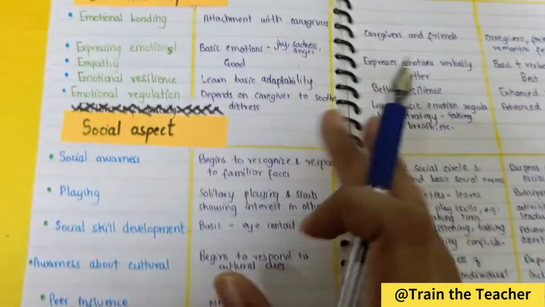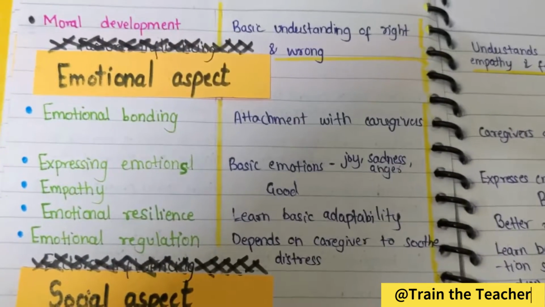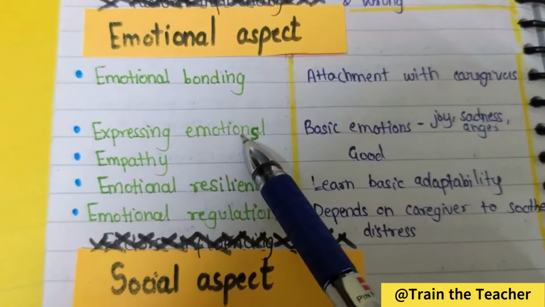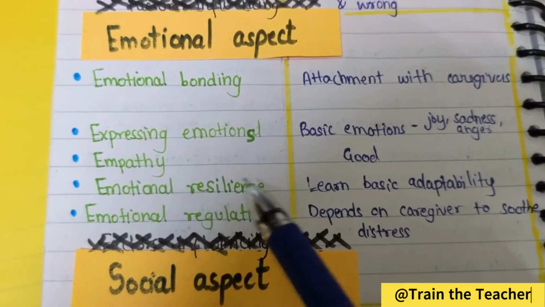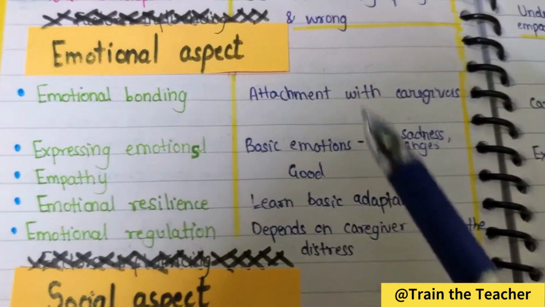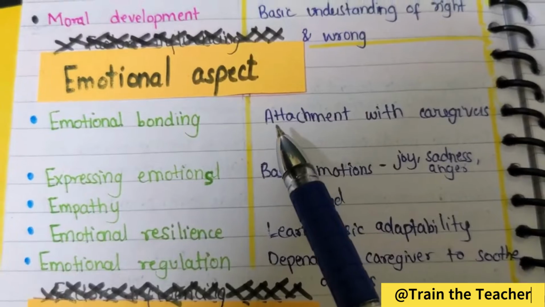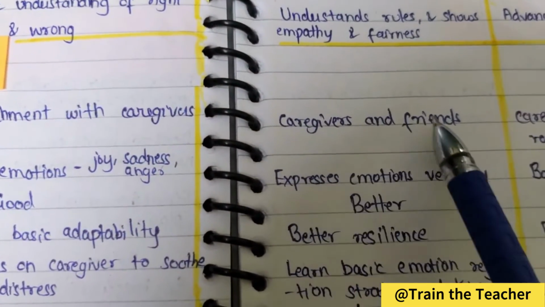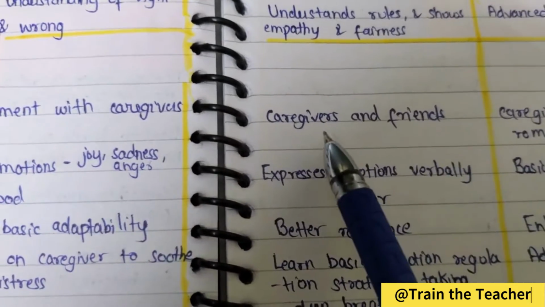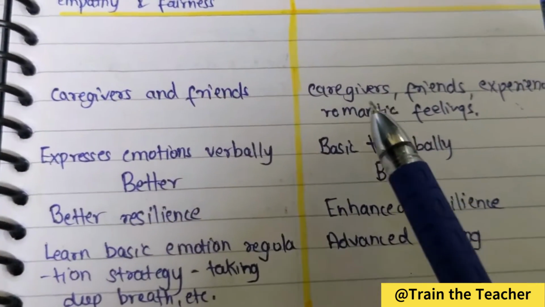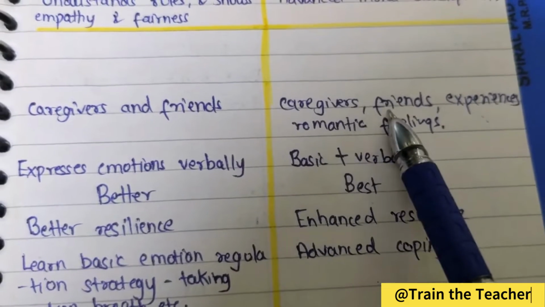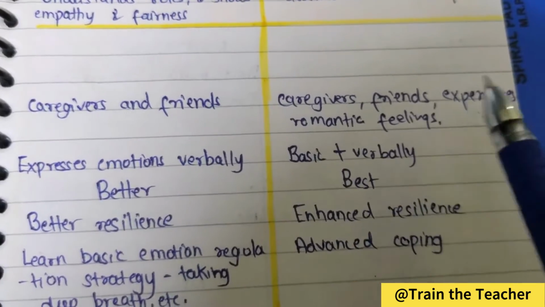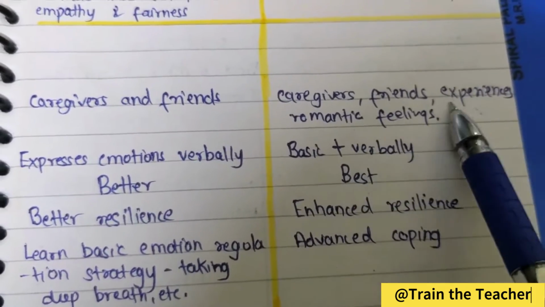All right, now we'll move forward to emotional aspect. In emotional aspect, there are 5 points again: emotional bonding, expressing emotions, empathy, emotional resilience, and emotional regulation. During infancy, there is attachment with caregivers. During childhood, caregivers and friends are the ones children are attached with, and during adolescence, caregivers, friends, and they experience romantic feelings. So the people they experience romantic feelings with, they get attached to them.